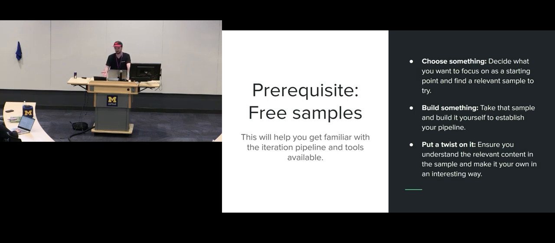And then, finally, put a twist on it. Step 3. Ensure that you understand the relevant content in that sample and make it your own in an interesting way. This is the easiest way to hack. Find the sample that's close enough to what you're looking for, start making iterative improvements or changes, and that'll give you a good grip on kind of the building blocks and how to possibly do it yourself. But again, don't reinvent the wheel.